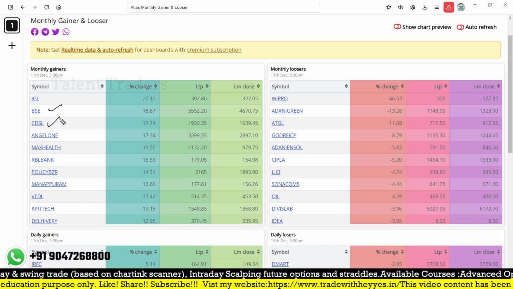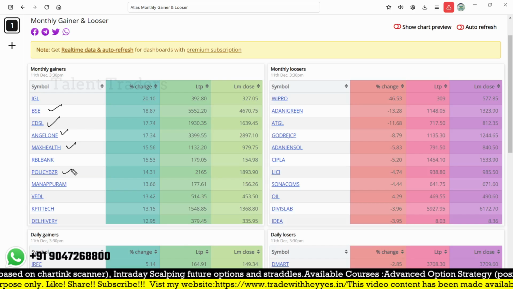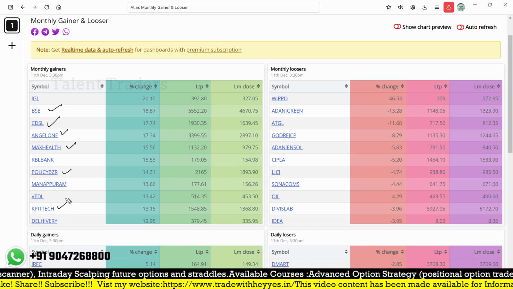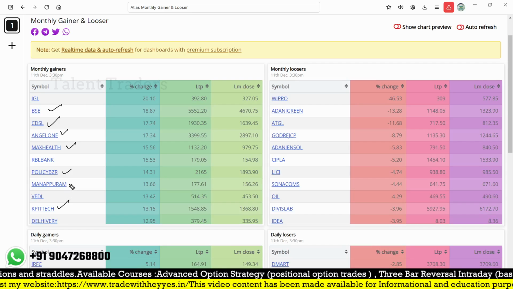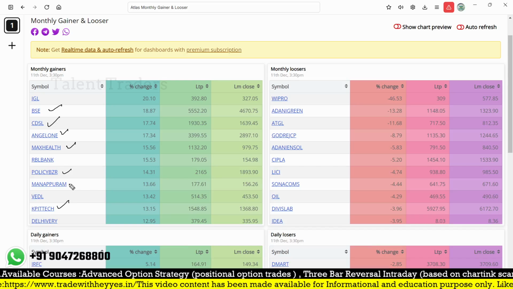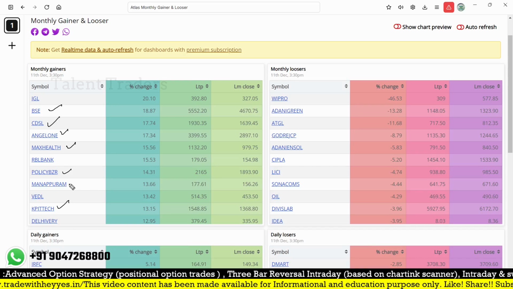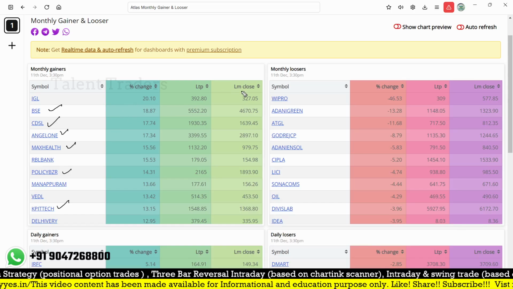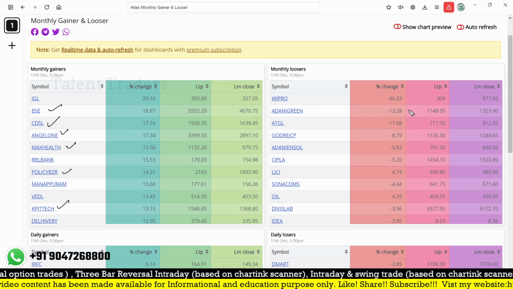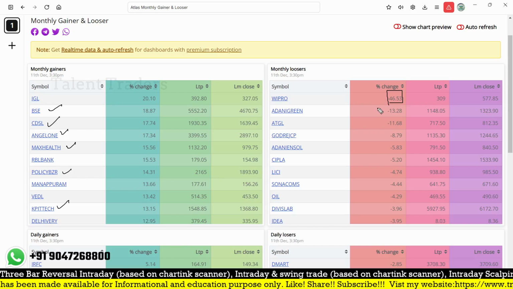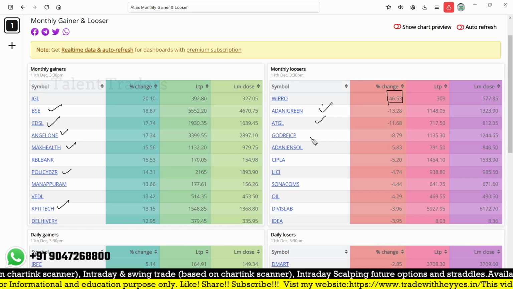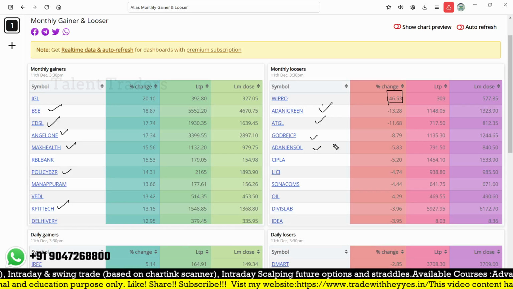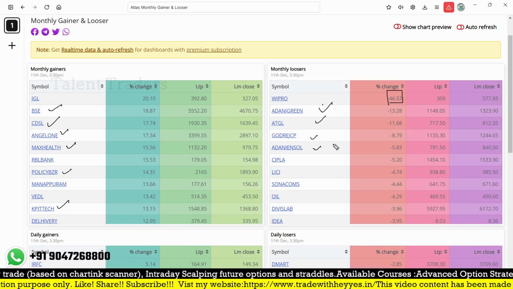So BSE, CDSL, Angel One, Max Health, Policy Bazaar, and KPI Technologies, Skipped Technologies. So these are all the new stocks. 46 stocks in this list are new. And on the put side also you can see there is Wipro, maybe dividend or something. So 46%. So Adani Green, ATL. There are also newly added stocks. Adani and so on, these are all the stocks which gave you opportunity.